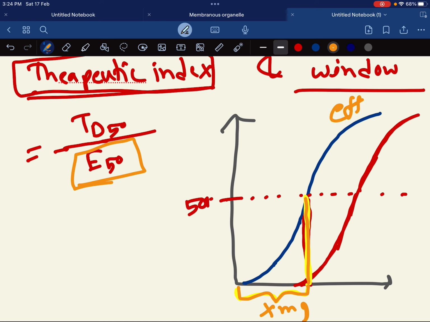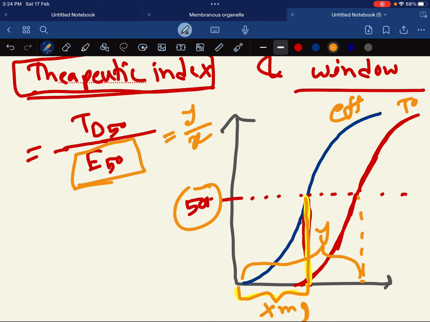This is for efficacy and this is for toxicity. And let's say this y milligram drug will cause toxicity in 50% of people. So the y milligram drug is basically the median toxic dose. So the ratio of y by x will be your therapeutic index.